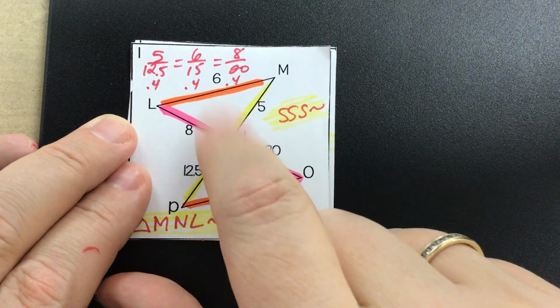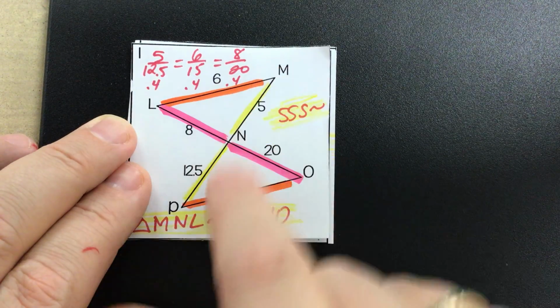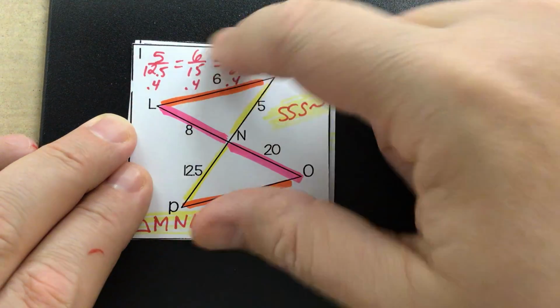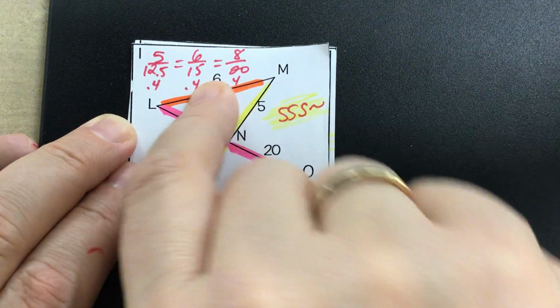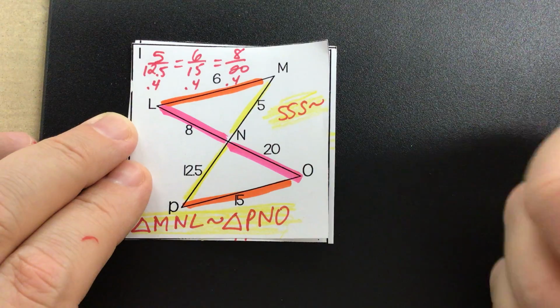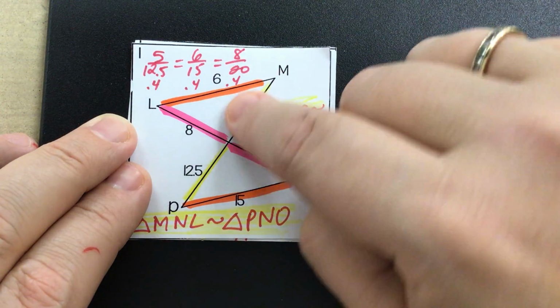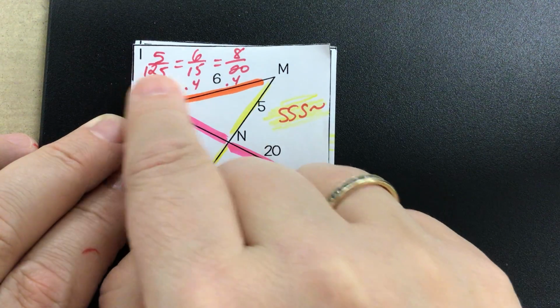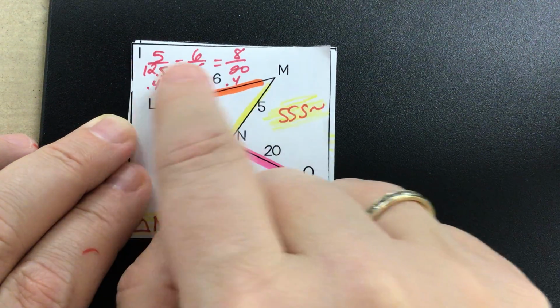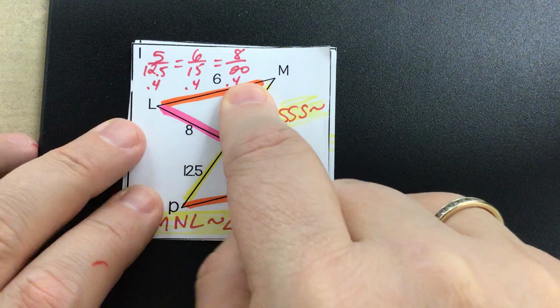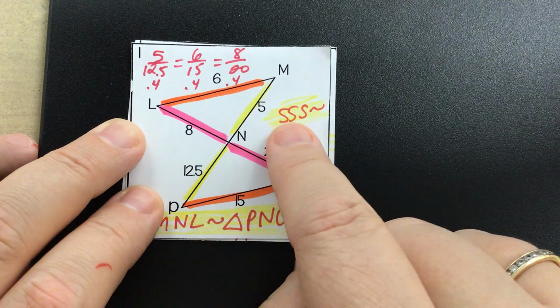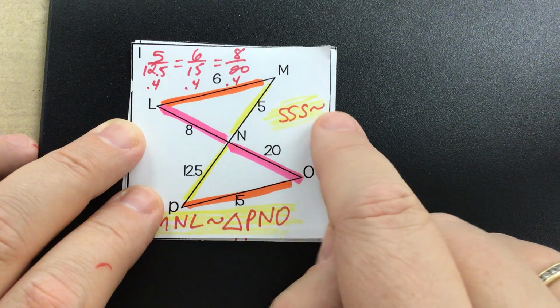If I match up the middle one, the middle of the top is 6, the middle of the bottom is 15. So 6 over 15, again, is 0.4. Then if I match up the longest, 8 in the top, 20 in the bottom, 8 over 20 is still 0.4. So since these three ratios are all equivalent, we can say these two triangles are similar by side, side, side similarity.